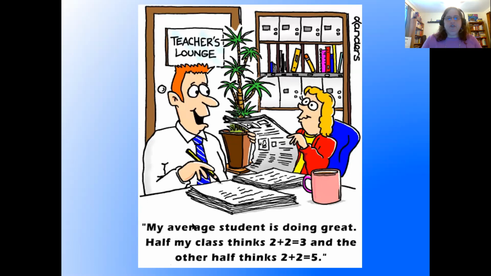My average student is doing great. Half my class thinks 2 plus 2 equals 3, and the other half thinks 2 plus 2 equals 5. I guess the idea being that the average would be 4, right? So misuse of the average. Not everything makes sense to take a mean for. And we talked about that, right? We talked about when you might want to use a median, when you might want to use a mode. So keep those things in mind.